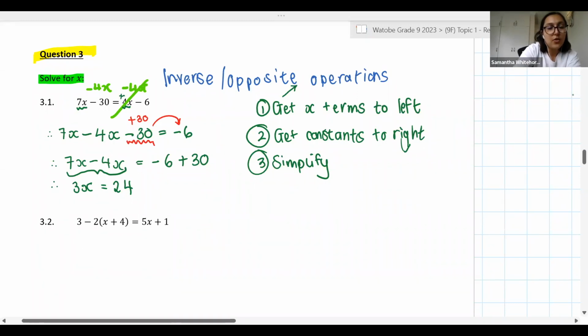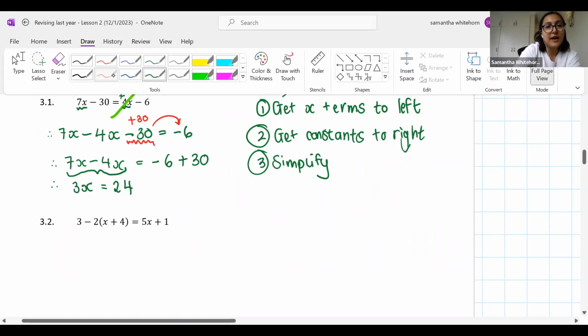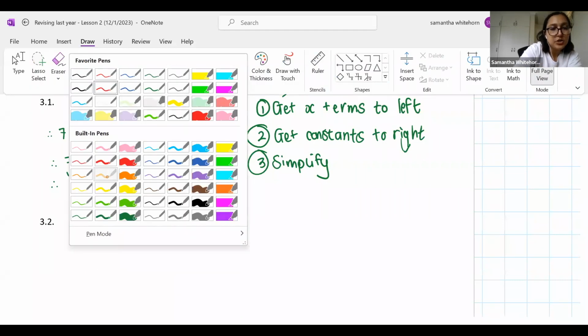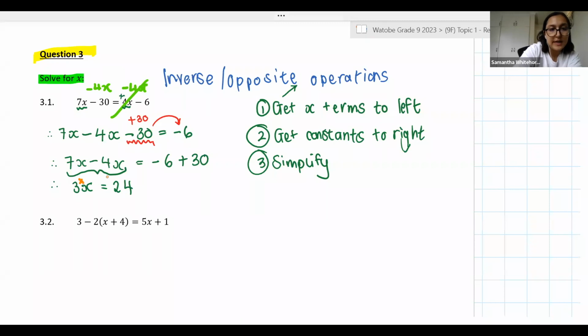So guys, what I'm seeing now is the fact that I have got this coefficient of 3. So we know that in between the 3 and the x, there's a multiplication. I need to do the opposite or the inverse of that. So I need to divide by 3.